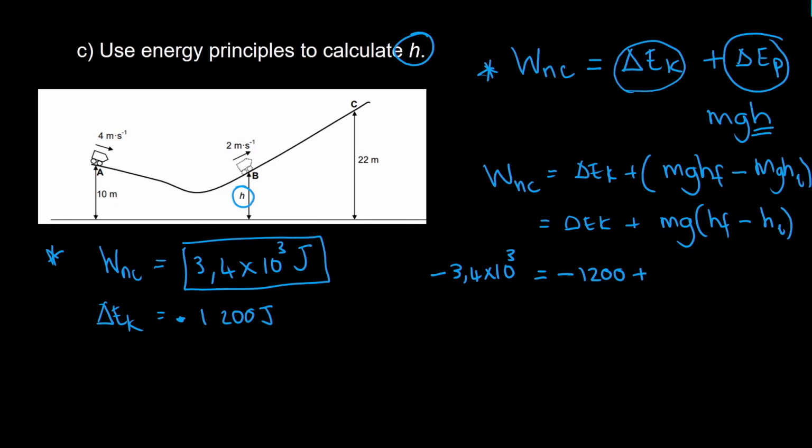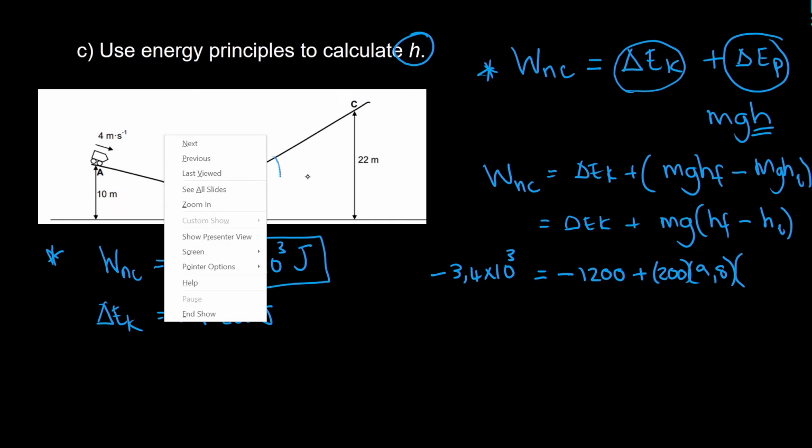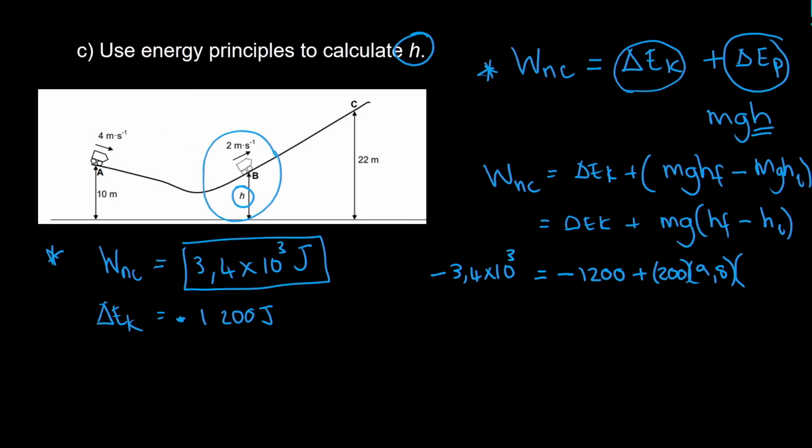We got the negative value, so we're going to substitute that in, 1,200. Plus, we know our mass. Our mass is 200 kilograms. We know what the gravitational acceleration is. It is 9,8. What about our height? Well, which height are we wanting to find? We're wanting to find the height at the end of this run, so at B. So that is the final height. What is the initial height? The initial height when the car is released is 10 meters. So we're going to add that in there.